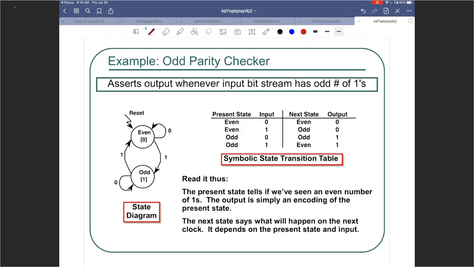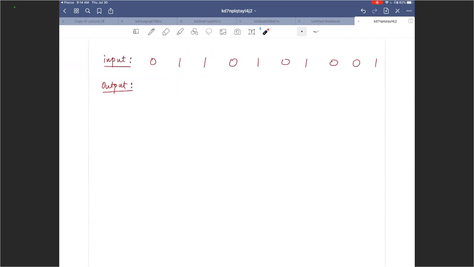Let's take a look at the statement again. Assert output, make the output one whenever the input bit stream has an odd number of ones, right? So right now, at time zero, you only have one bit, which is zero. I don't know yet. So Kevin has already put out the answer, but I don't know that yet. He has done it way too quickly. So I'm going to say this, right?